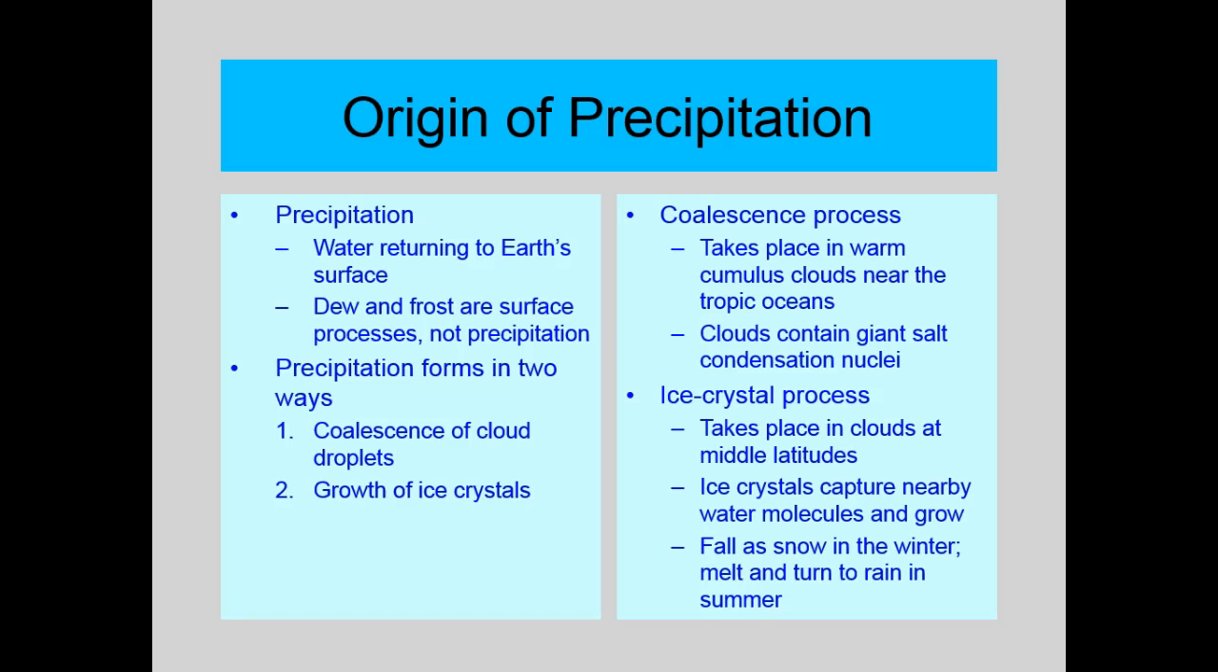It's those gentle little showers, not that big drops of rain, that could have been coalescent cloud droplets. So this coalescence process takes place in warm cumulus clouds near the tropics, the tropic oceans.